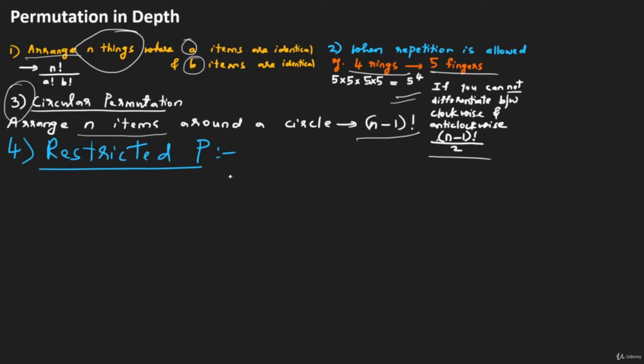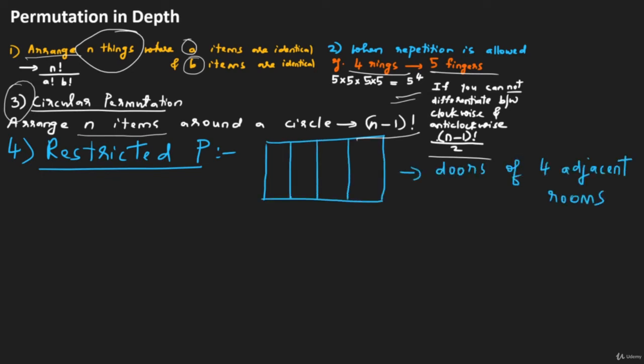Alright, the next type that we discuss over here is restricted permutation. In restricted permutation, you might be given some conditions and you need to form arrangements such that the given conditions are adhered to. For example, say these are 4 doors of adjacent rooms. Now, we need to paint these 4 doors using the colors in VIBGYOR. So in VIBGYOR, we have 1, 2, 3, 4, 5, 6, 7. We have 7 colors at our disposal. And let's do a few questions in this context.